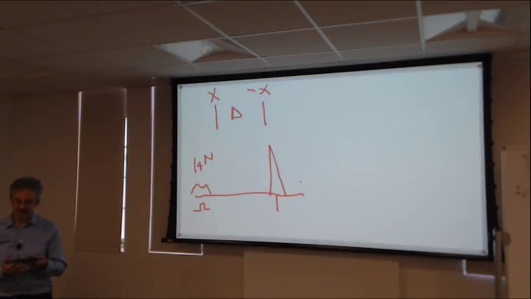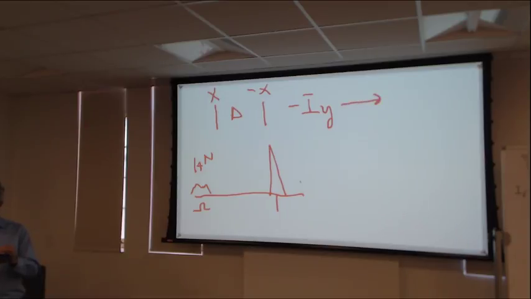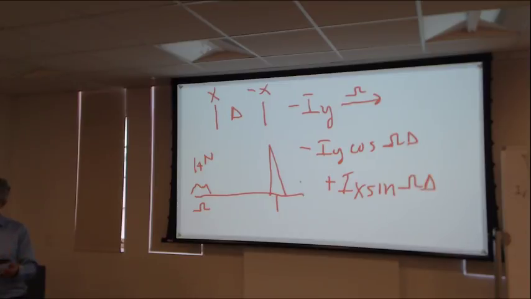What happens to the NH? So after the 90-degree pulse, we have minus IY magnetization. And then during the period of delta, we'll get chemical shift precession, so minus IY cosine omega delta plus IX sine omega delta. Minus Y rotates towards plus X. And now what happens after the second pulse?